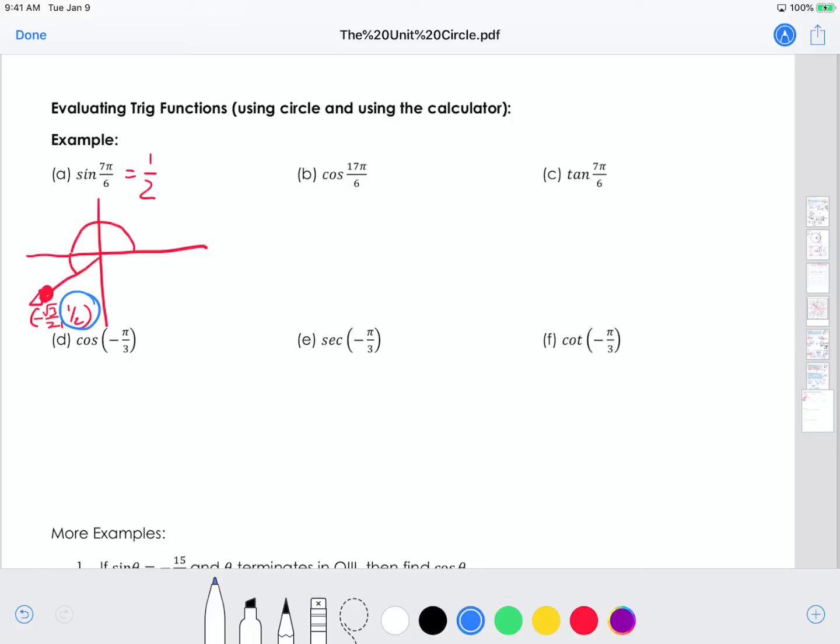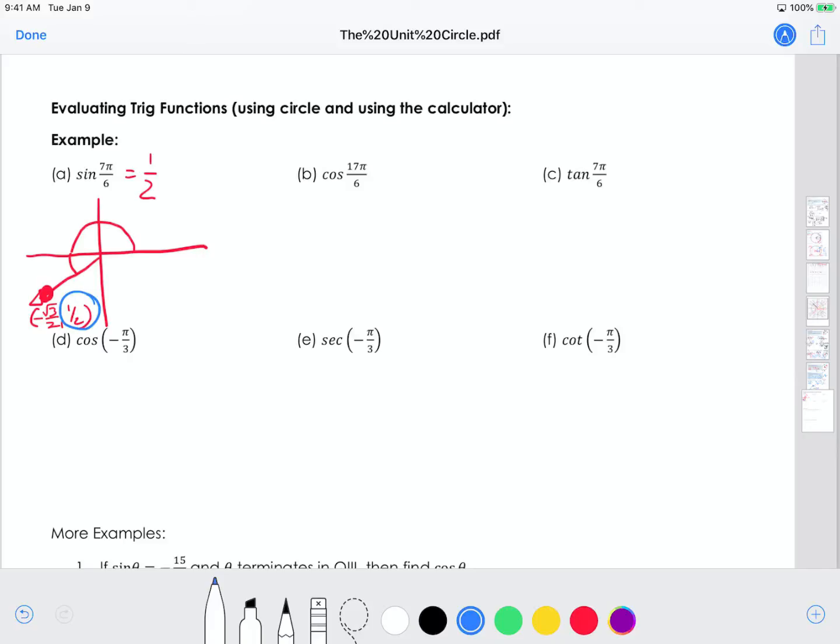Now you can check this on your calculator if you'd like. Because the angle is given in radians, and we know that because it doesn't have a little degree symbol up there, make sure you're in radian mode on your calculator and hit the sine button, and then in your parentheses put 7 pi over 6, and you'll get 1/2.